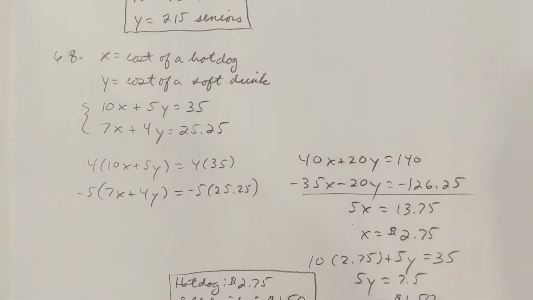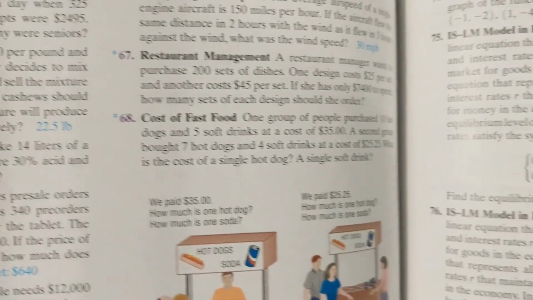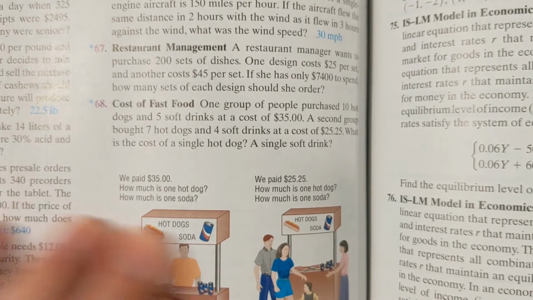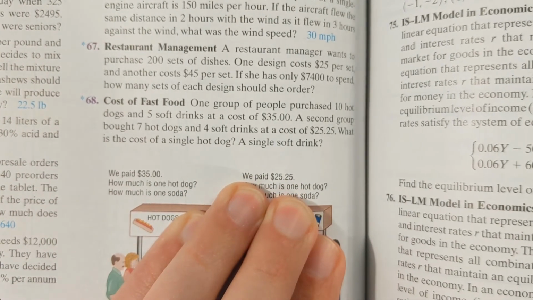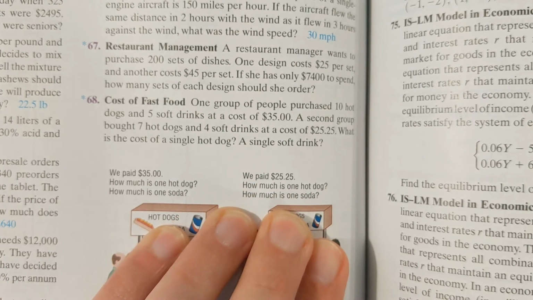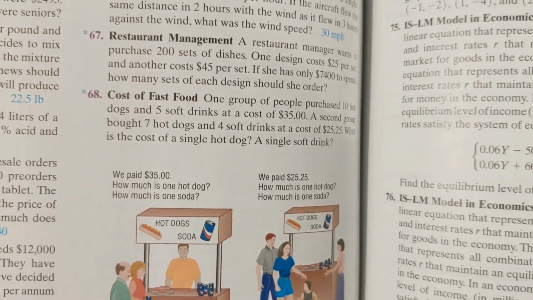Problem 68 would be another problem that I had here, and it says that a group of people purchased 10 hot dogs and 5 soft drinks at a cost of $35. A second group bought 7 hot dogs and 4 soft drinks at a cost of $25.25. What is the cost of a single hot dog and what is the cost of a single soft drink?